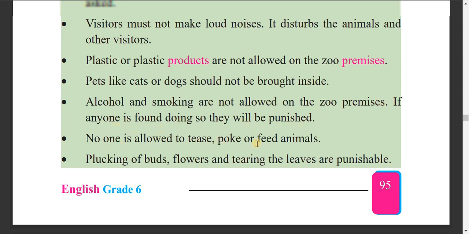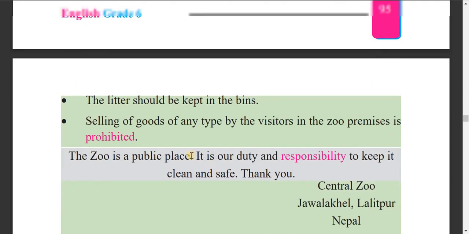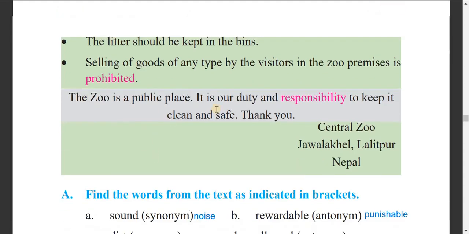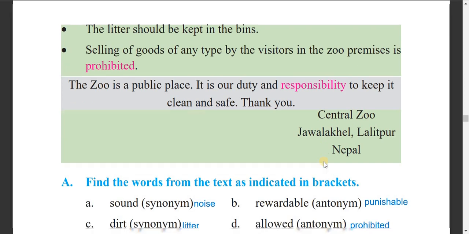No one is allowed to tease, poke or feed animals. Plucking of birds, flowers and tearing the leaves are punishable. The litter should be kept in the bins. Selling of goods of any type by the visitors in the zoo premises is prohibited. The zoo is a public place. It's our duty and responsibility to keep it clean and safe. Thank you. Central Zoo, Jawalakhel, Lalitpur, Nepal.